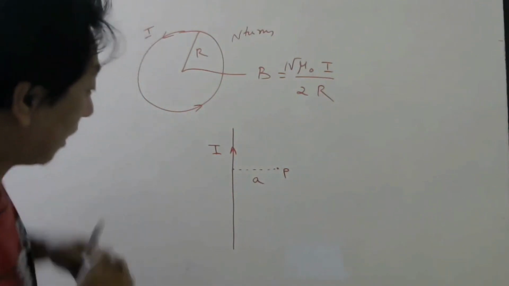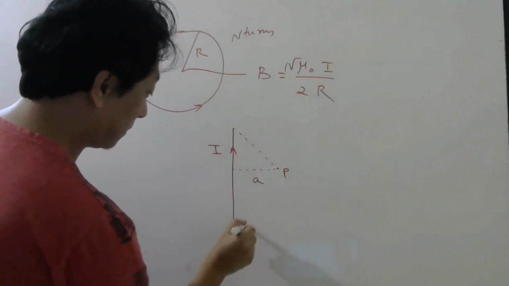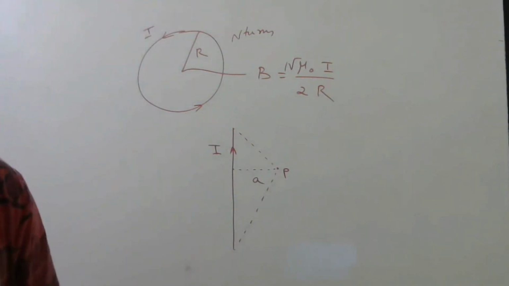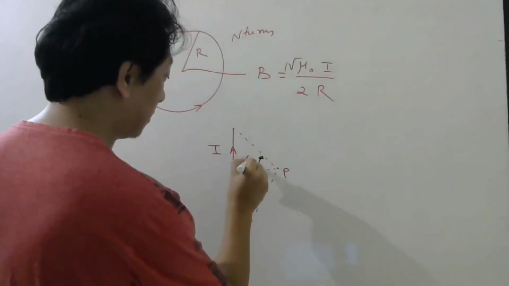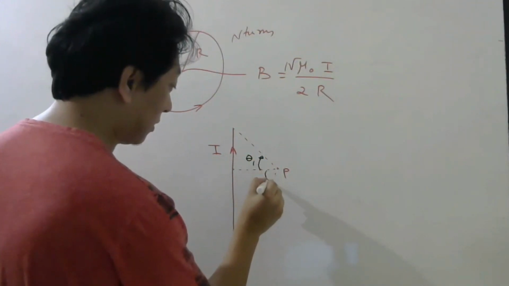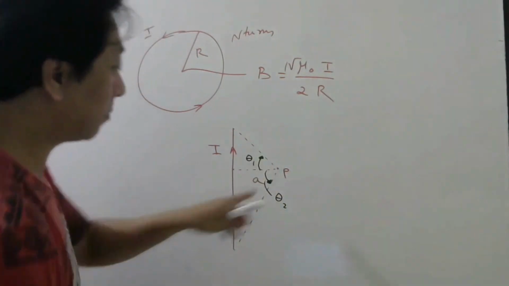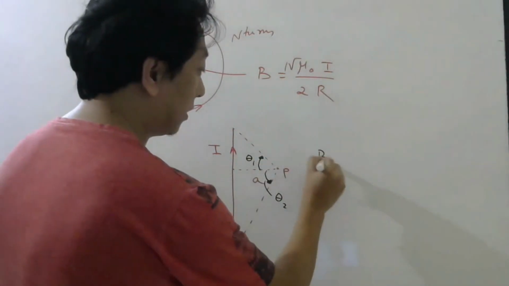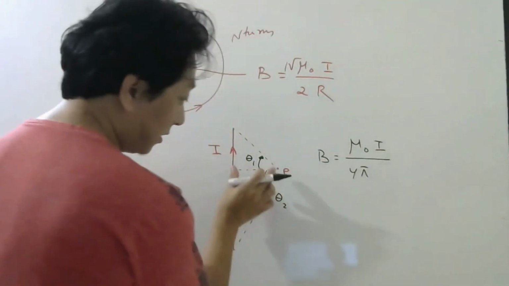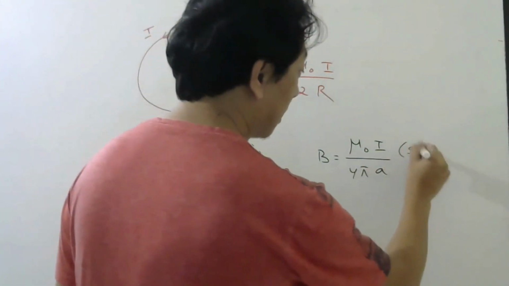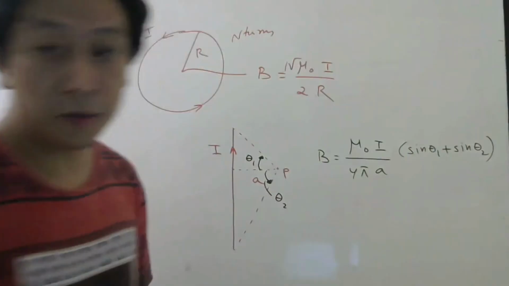Then from the ends of the wire you have to draw these lines. Then you try to measure this angle. This angle suppose is theta 1 and this angle is suppose theta 2. Then the magnetic field at this point is given by mu naught I divided by 4 pi A into sine theta 1 plus sine theta 2. So this formula again you have to remember.